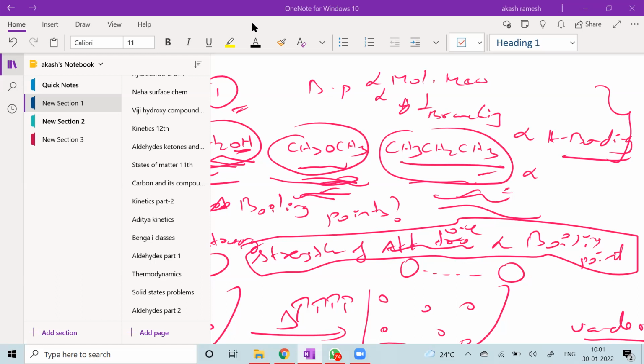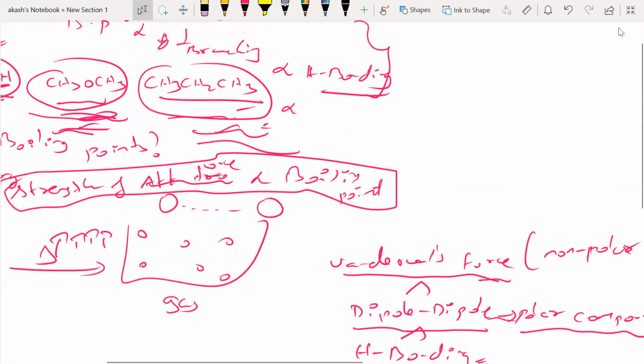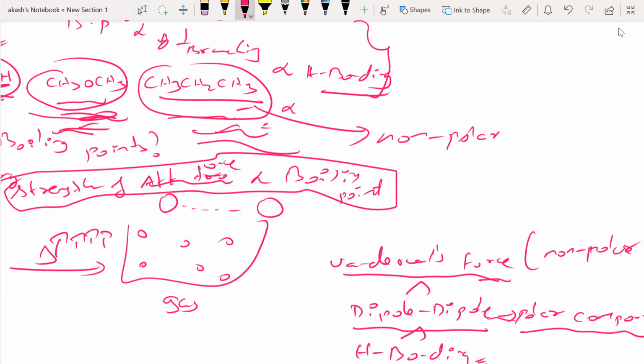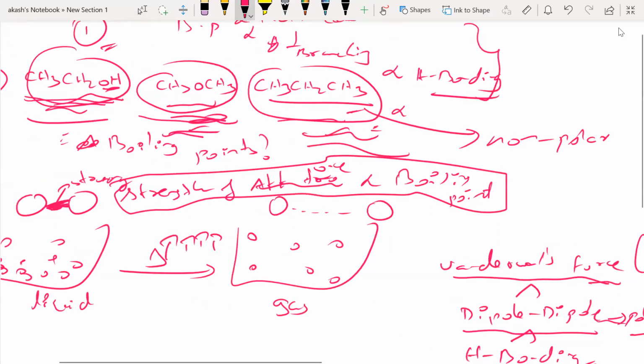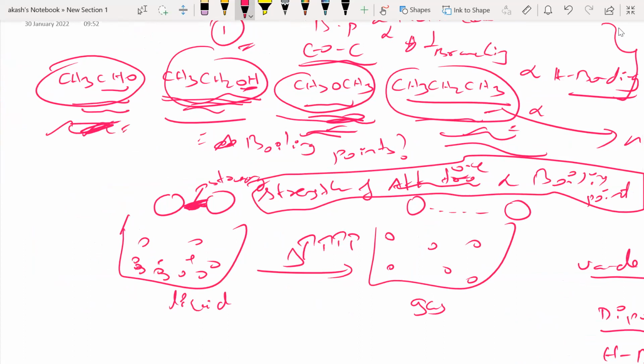What I was trying to say is, you understand that this is a non-polar compound. All hydrocarbons are non-polar compounds, so they will have only van der Waals force. Among them, this one is polar because there is a C-O-C bond, and here also it's polar because there is a C double bond O.